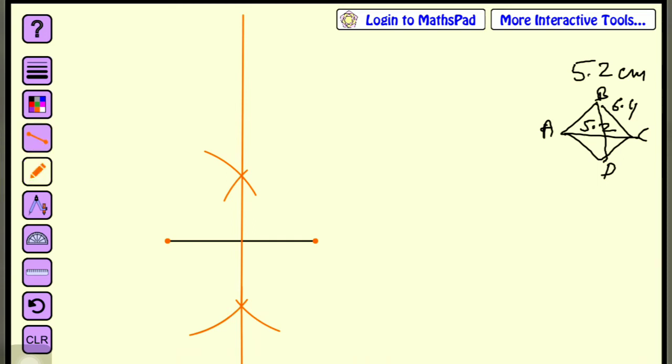Fine. So this was point A, this was point C. This is the center point of this line AC. Now the half of 6.4 is equal to 3.2. When we divide 6.4 by 2, we get the value 3.2. So we will construct 3.2 on the above side of AC and 3.2 on the downward side of AC also.